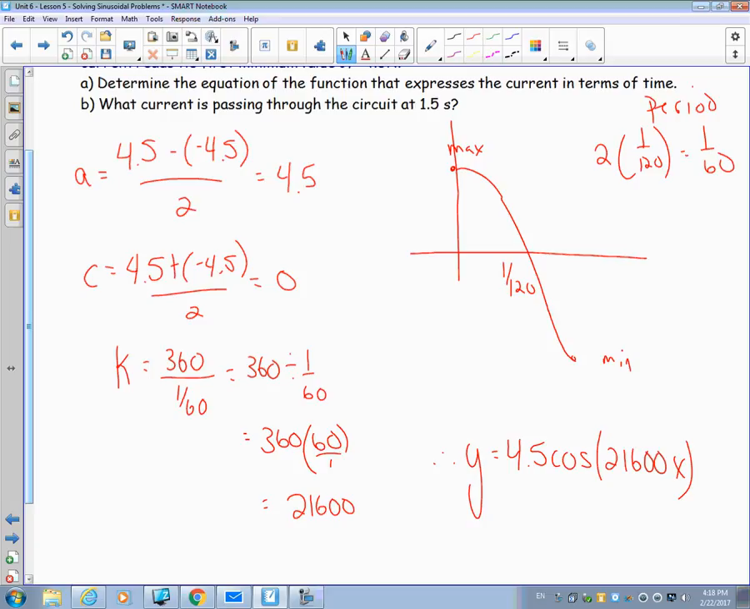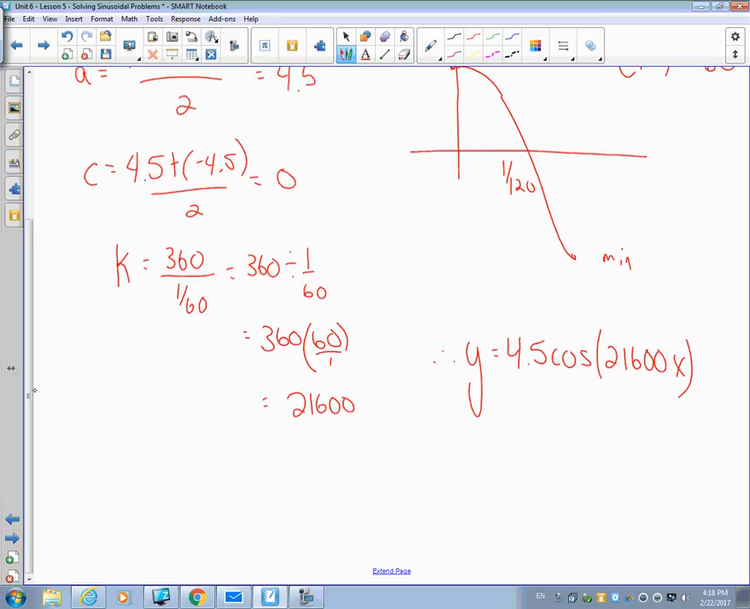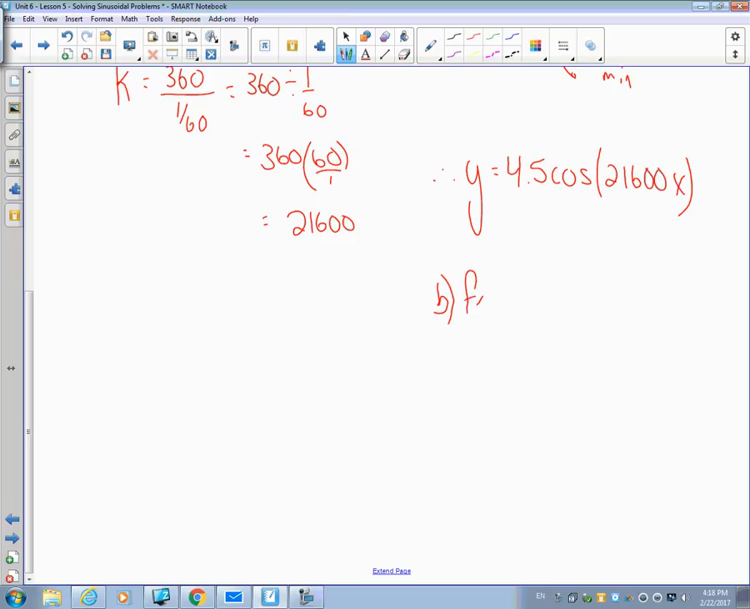Okay. What current is passing through the circuit at 1.5 seconds? So way down the road, because remember this is like 1/60th right now. I want to know what happens at 1.5 seconds. So we're using our function. So f of x equals 4.5 cos 21,600 times 1.5. Into our calculator it goes, and I got 4.5 amps. So it turns out that at 1.5 seconds, we're at the maximum. Okay, that's the second one done.